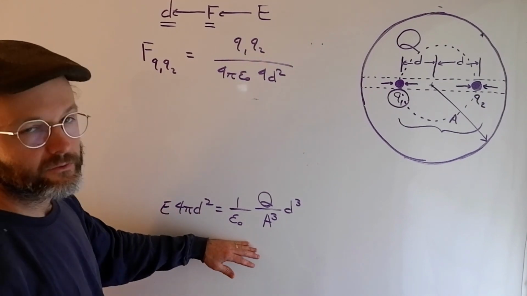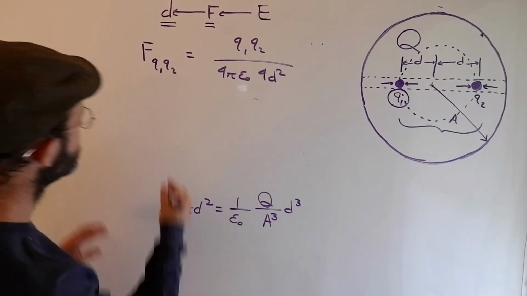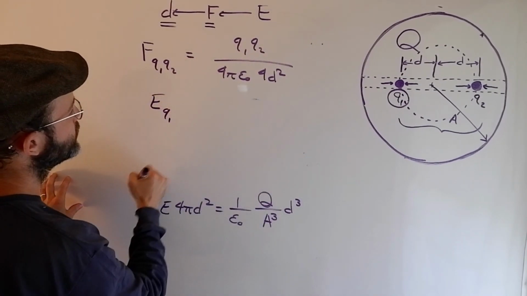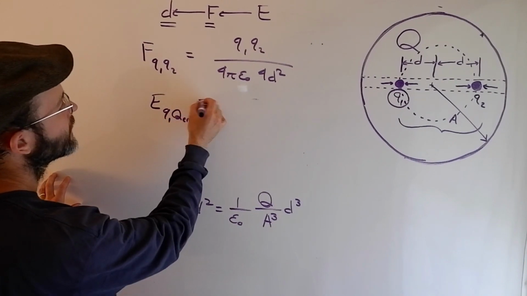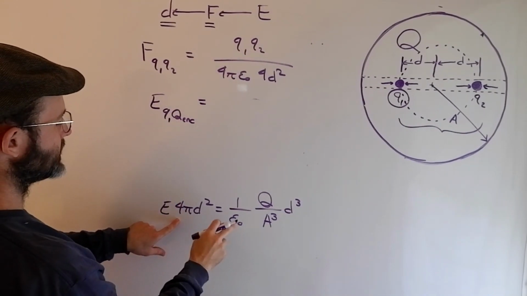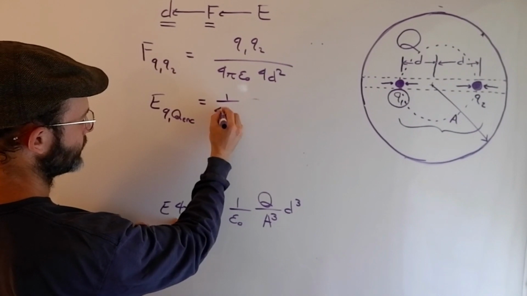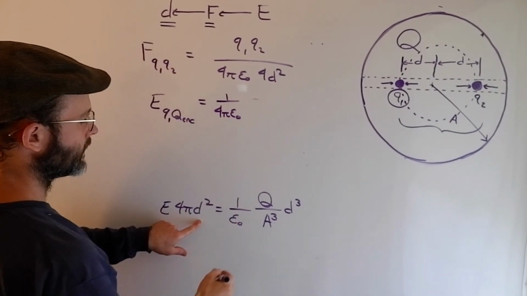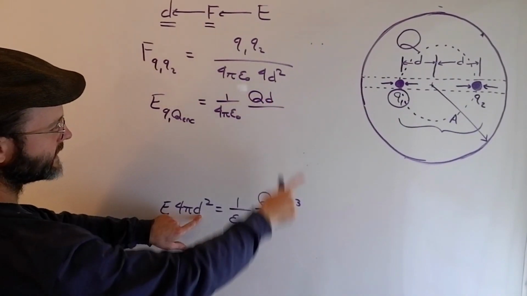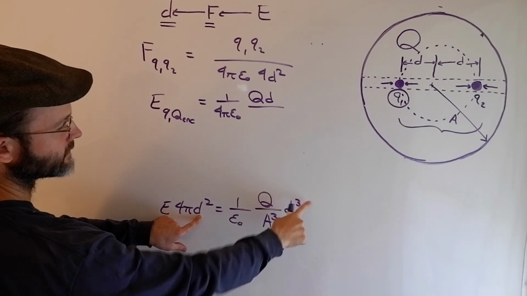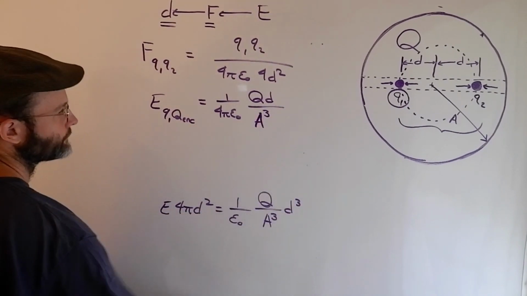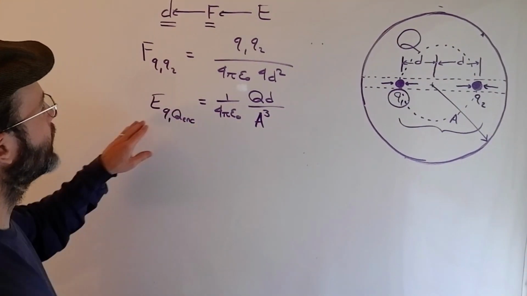This is an algebraic equation very easily rearranged to solve for E. So we're going to write the magnitude of the electric field at the point Q1 due to Q enclosed. It's just a label. That's just the way we're labeling it. Nothing magical about that. E is equal to 1 over 4 pi epsilon naught times Q times d, because if we divide both sides by d squared, there's only one factor of d left over, and that is all over a cubed. This then is our electric field.